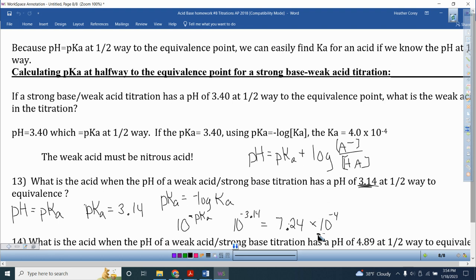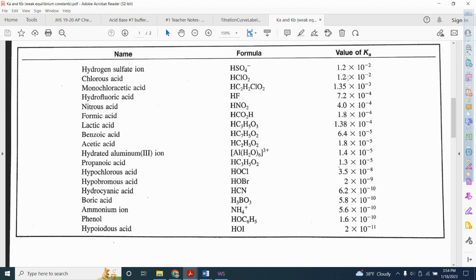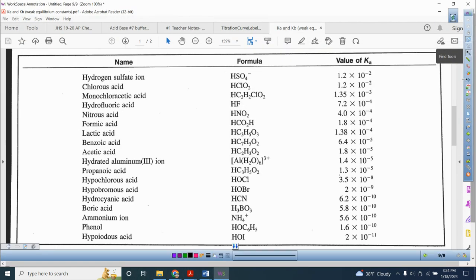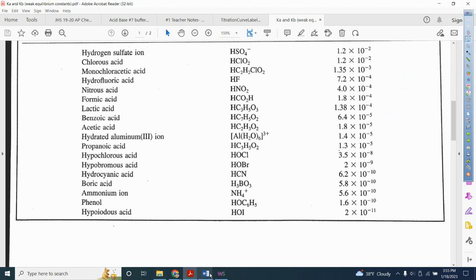And so what I can do from here is I can look at my table, the table that I gave you that looks like this. And we're looking for a Ka that is close to that value. So we said 7.24 times 10 to the negative 4. So we're looking for something close to that. This is probably hydrofluoric acid, HF. Okay, so what is the acid? Most likely HF. So if we know these other pieces to our puzzle, and we know it's halfway to the equivalence point, we can determine the acid. So you should be able to do that for the next couple problems.